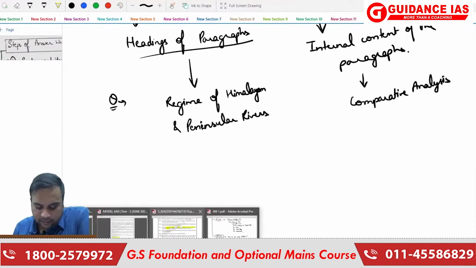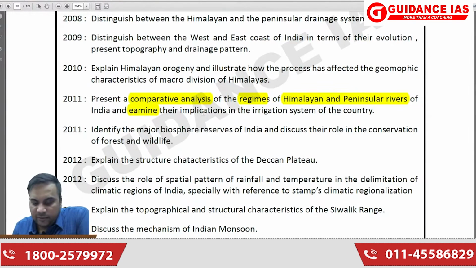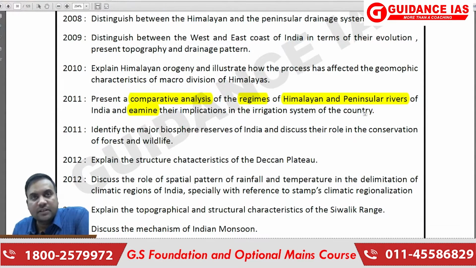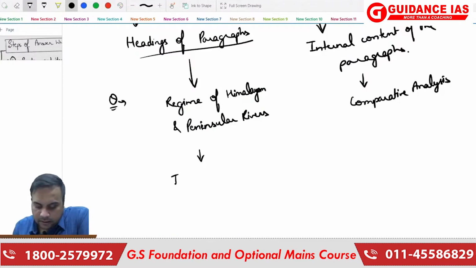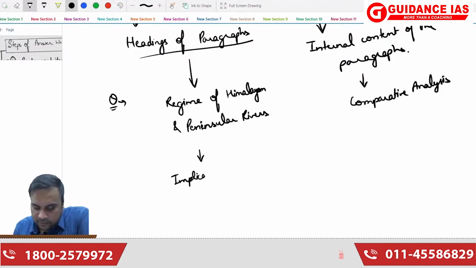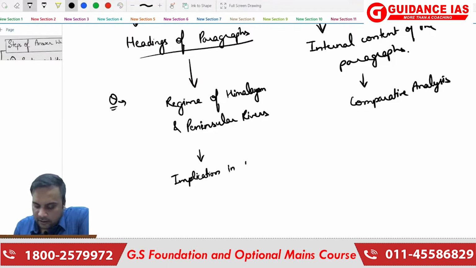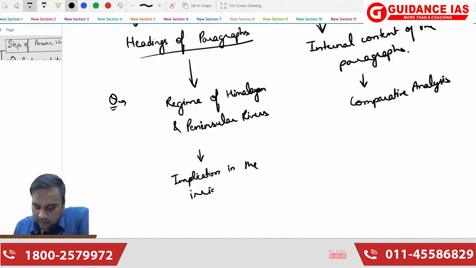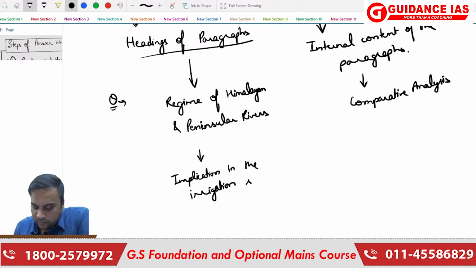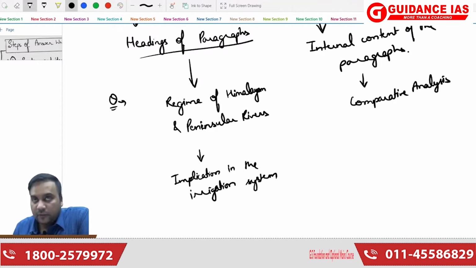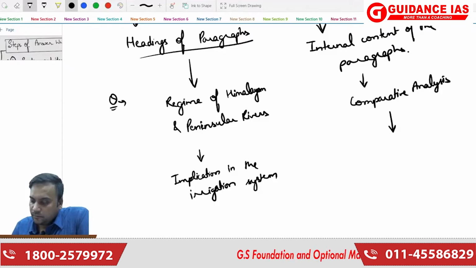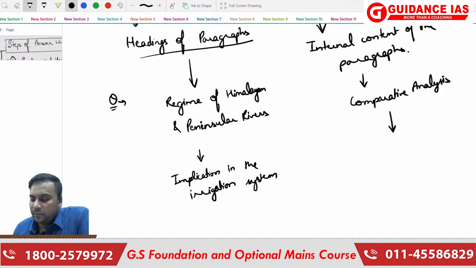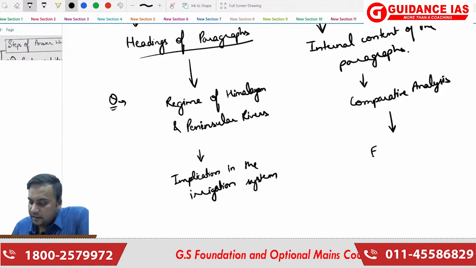Like the second part says, examine their implications in the irrigation system of the country. So, implications in the irrigation system of the country ultimately becomes the primary keyword. And the secondary keyword here is clearly "examine."